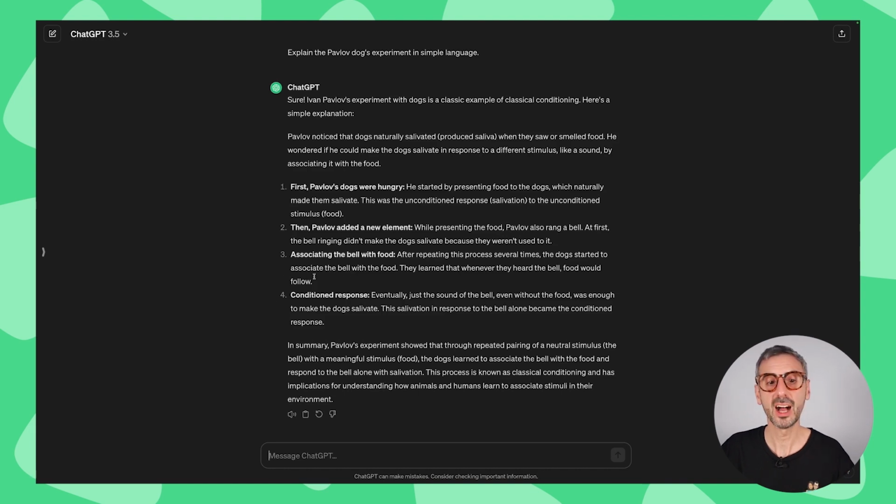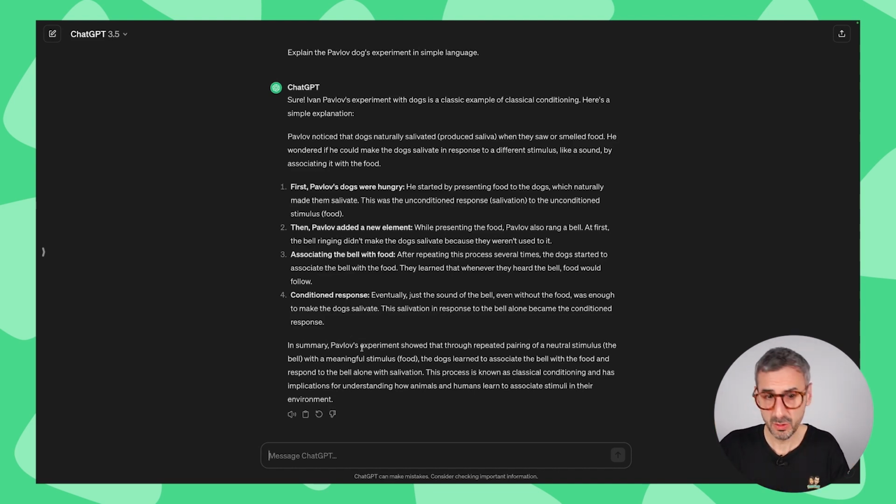Third, associating the bell with the food. After repeating this process several times, the dog started to associate the bell with the food. Conditioned response. Eventually, just the sound of the bell, even without the food, was enough to make the dogs salivate. So that is, in a nutshell, Pavlov's dog's experiment.